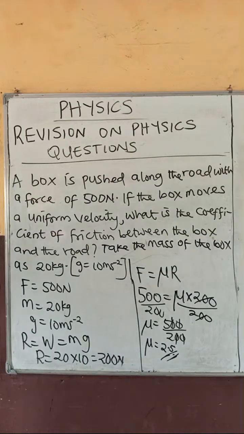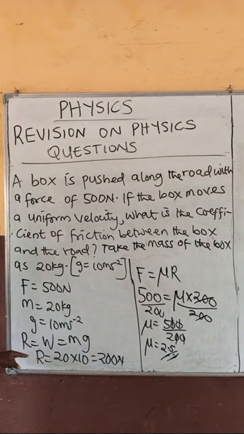All right. I said that a box is pushed with a force of 500 newtons. If the box moves with a uniform velocity, what is the coefficient of friction between the box and the road? We have to take the mass of the box as 20 kilograms, with g given as 10 meters per second squared. What's my F? My F is 500. My M is 20 kilograms. And my g is 10 meters per second squared.